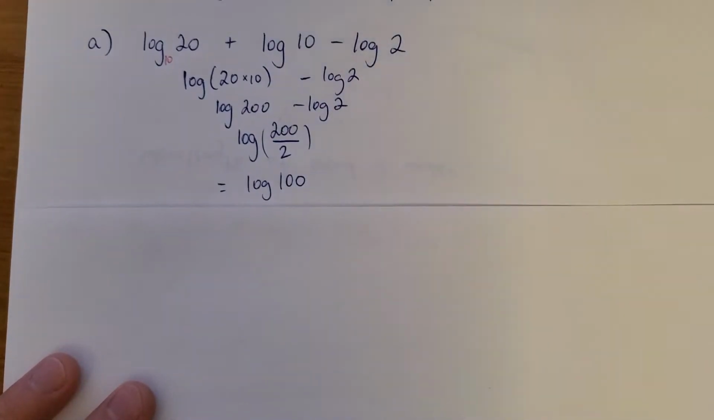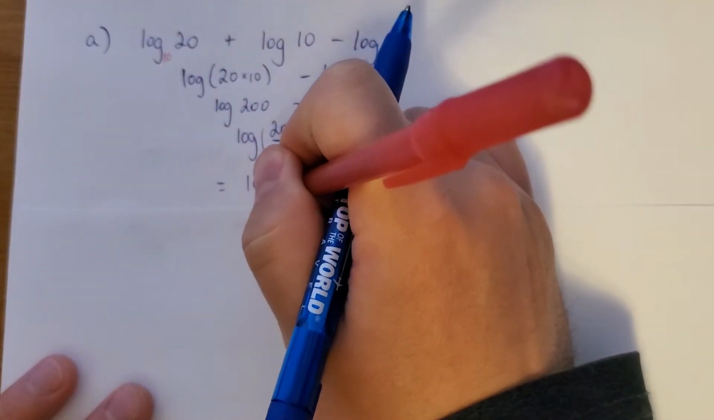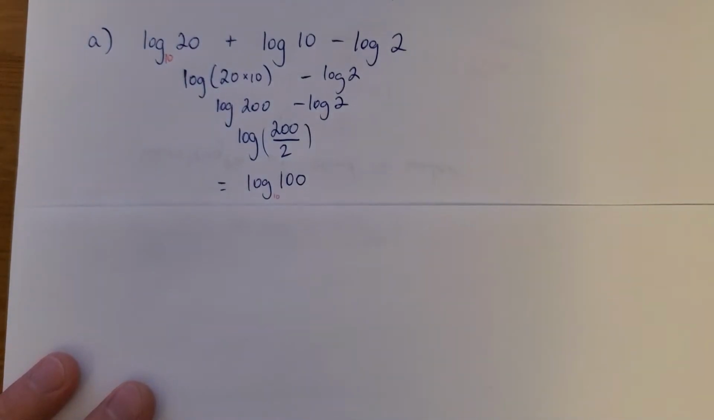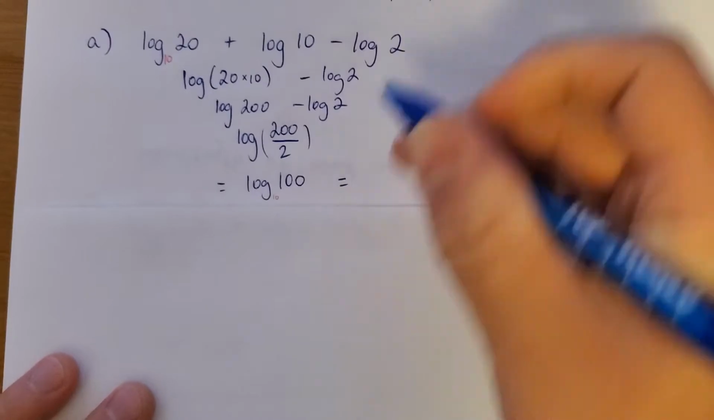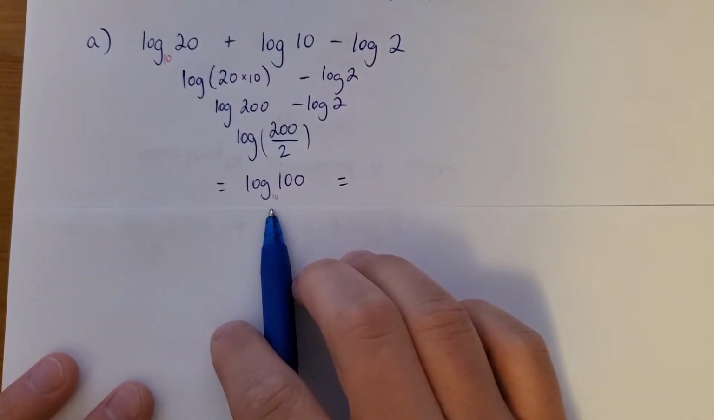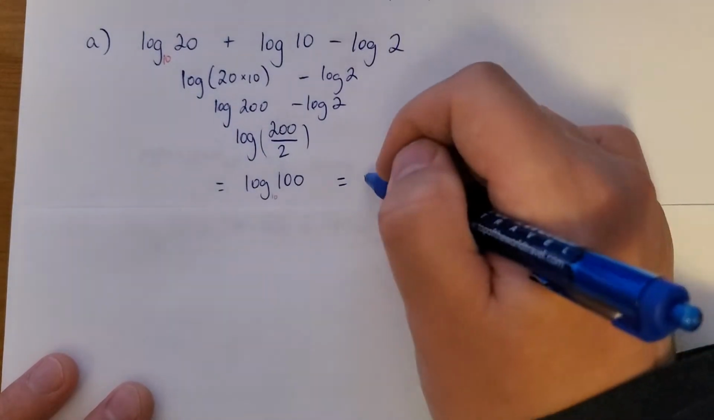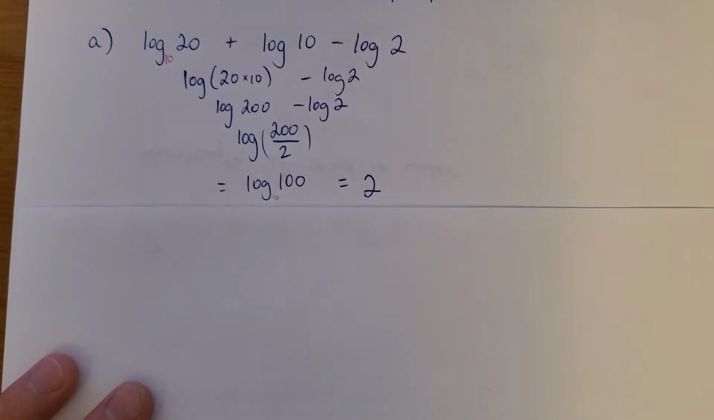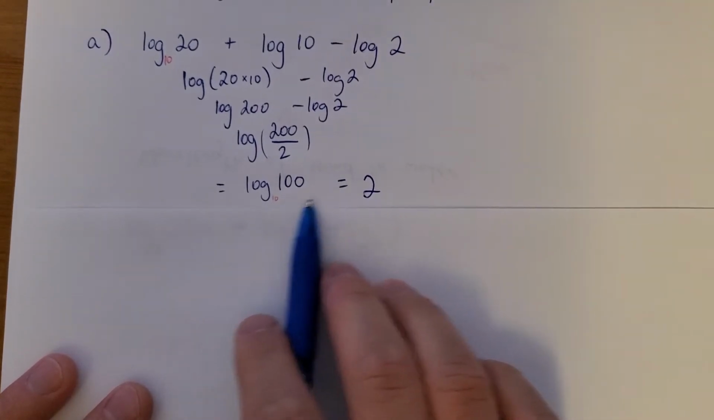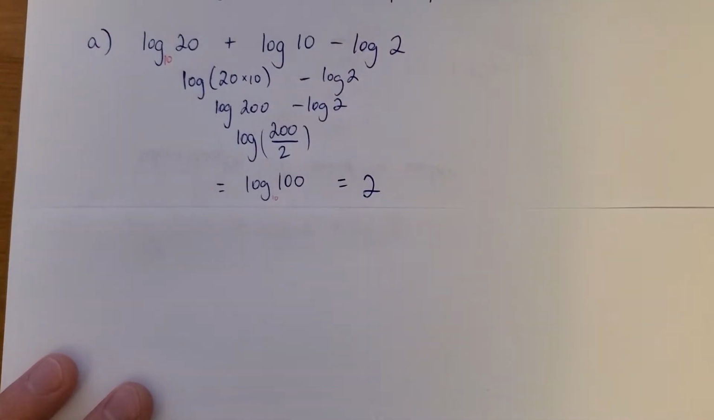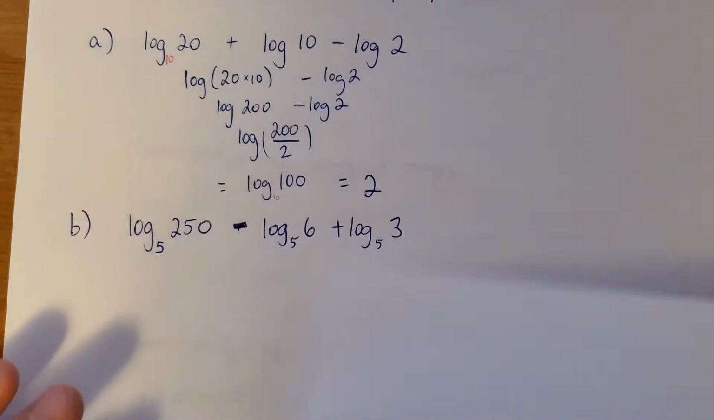Okay, just a reminder, log by itself is log base 10. The answer to a log is what the exponent would be. So it's 10 to the power of what equals 100? And that just equals 2, okay? Because 10 power 2 equals 100. All right, let's do a couple more.